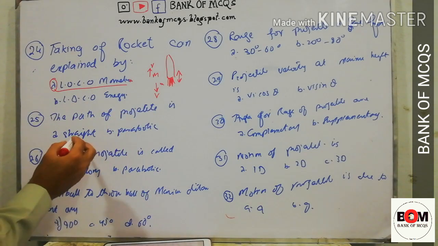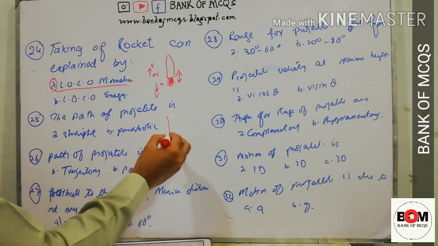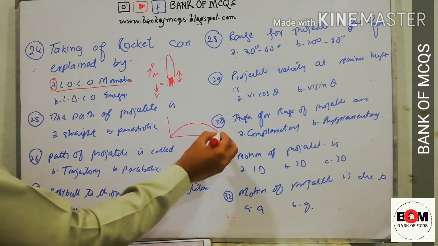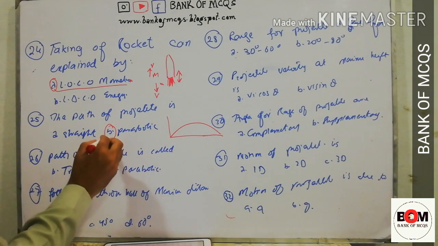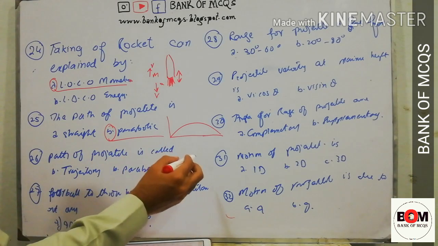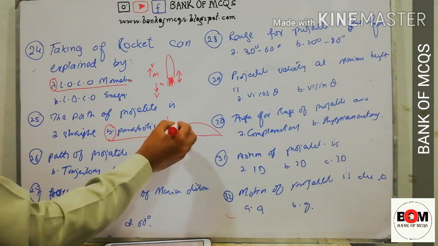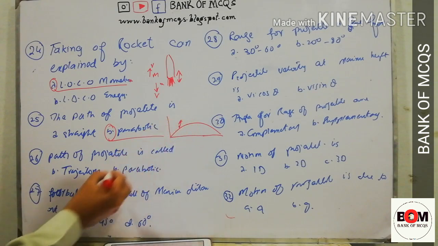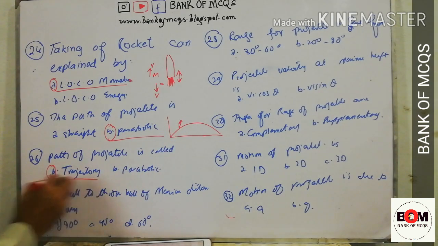The path of a projectile is straight or what? Whenever a projectile is thrown, it follows a path that is called parabolic. The path of a projectile is called trajectory, parabolic, or what? So the path of a projectile is parabolic and it has a special name, which is called trajectory.